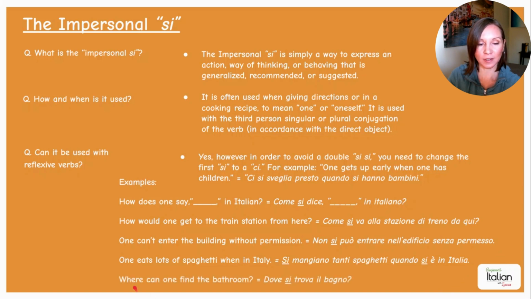Okay, and we have one more example. So where can one find the bathroom? Dove si trova il bagno? A very important question when traveling. Okay, so again, it's a singular verb here. Dove si trova il bagno? Okay, because il bagno is the direct object and it is singular. Okay, so dove si trova il bagno?